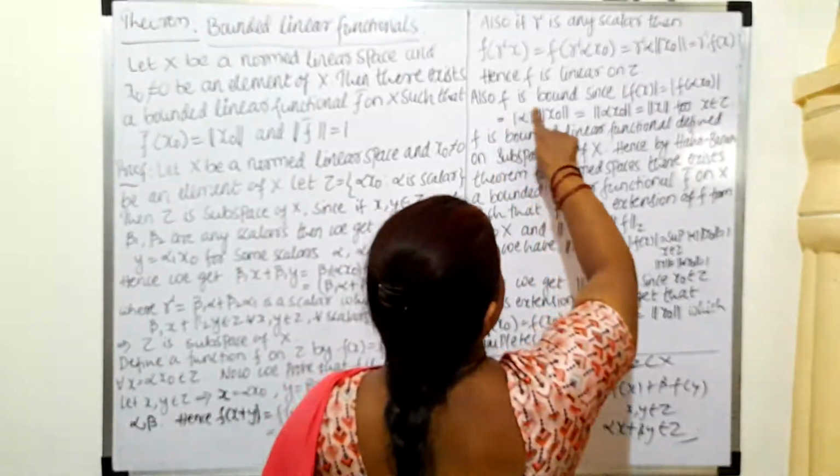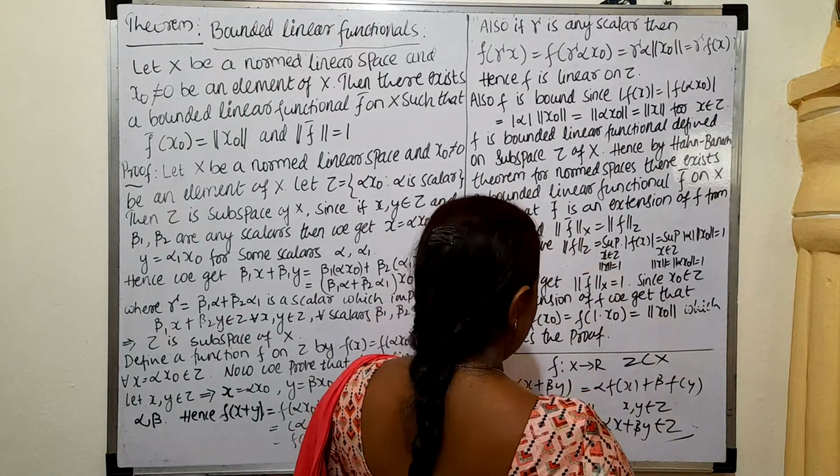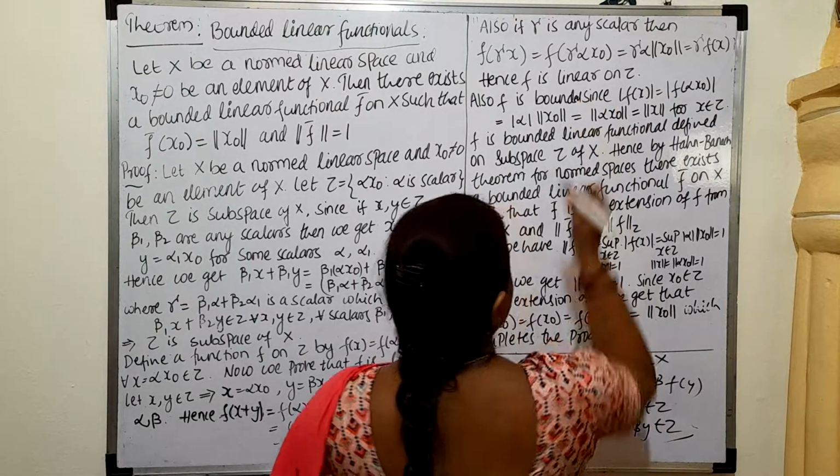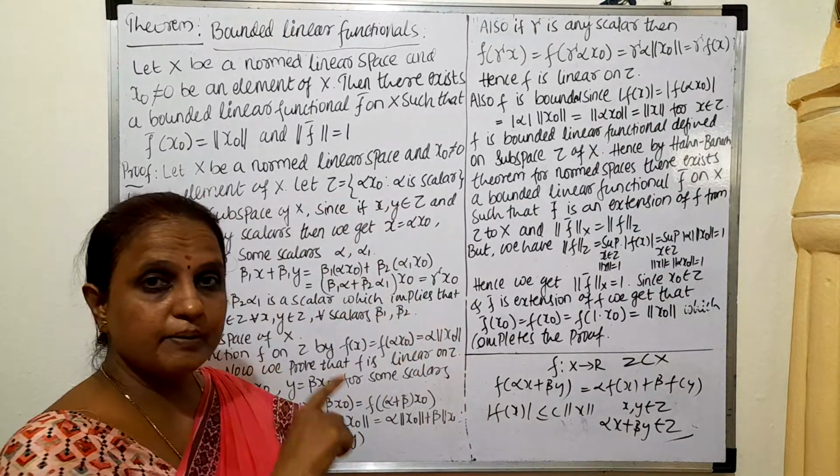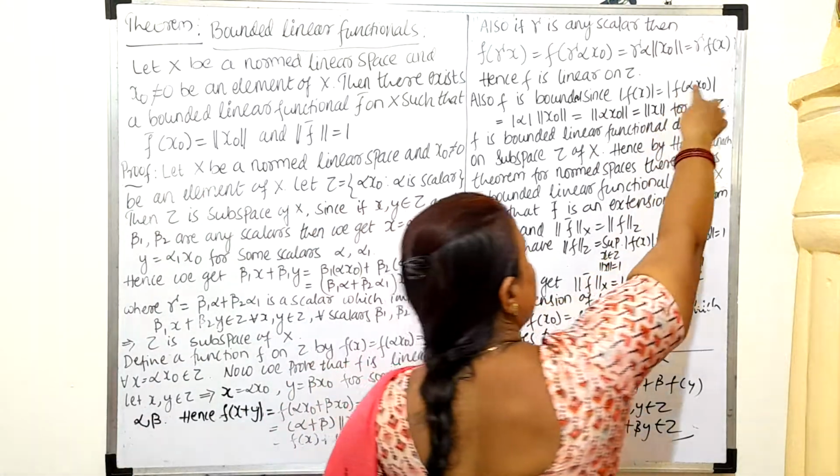Now also f is bounded. So how it is bounded we will see. If we take mod of f of x, mod of f of x will be mod of f of alpha x naught.